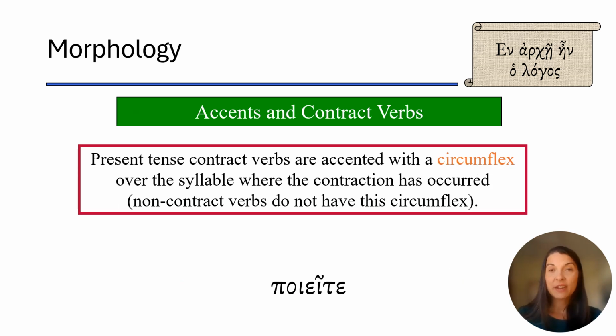So present tense contract verbs are accented with a circumflex over the syllable where that contraction has occurred. The non-contract verbs will not have this circumflex. So if you see this circumflex in present verbs, then you're going to know that contraction has occurred. And if you're not sure about the stem, you may need to take the verb apart and work backwards to help you remember what this word might be.